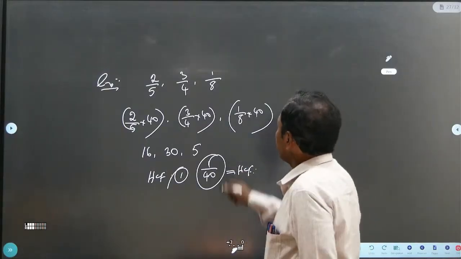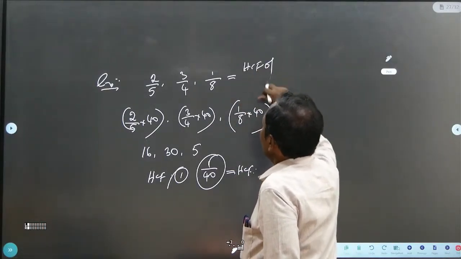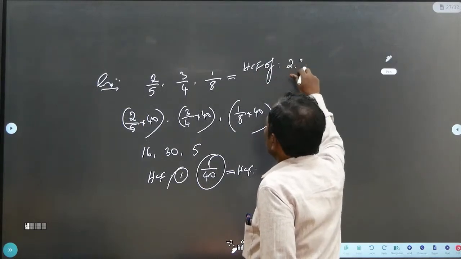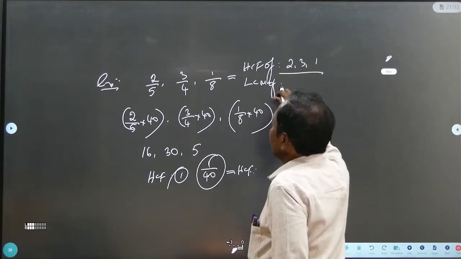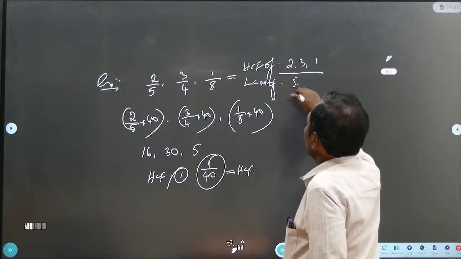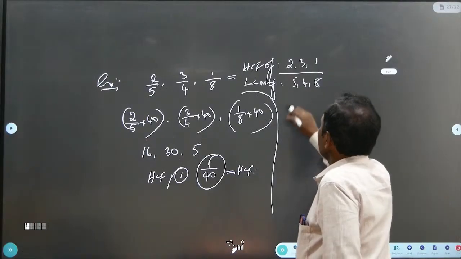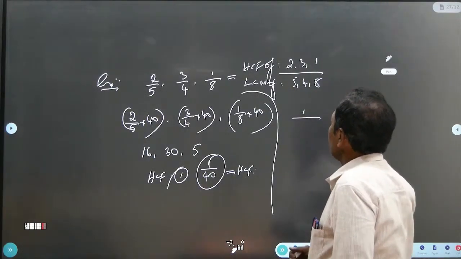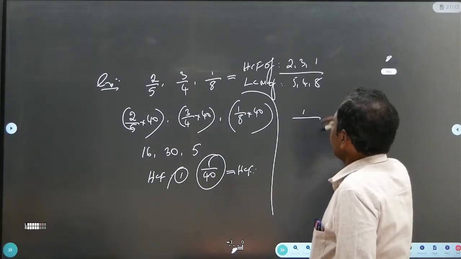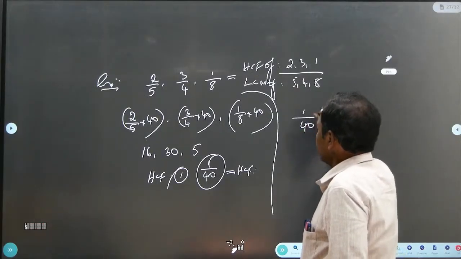And now we can see what happens here. HCF of numerators, HCF of 2, 3, 1, by LCM of 5, 4, 8. Now we can take it like this. What is the HCF? This is 1 only. LCM: the largest number is 8. 8, 16, 24, 32, 40 only. Yes. So 1 by 40.